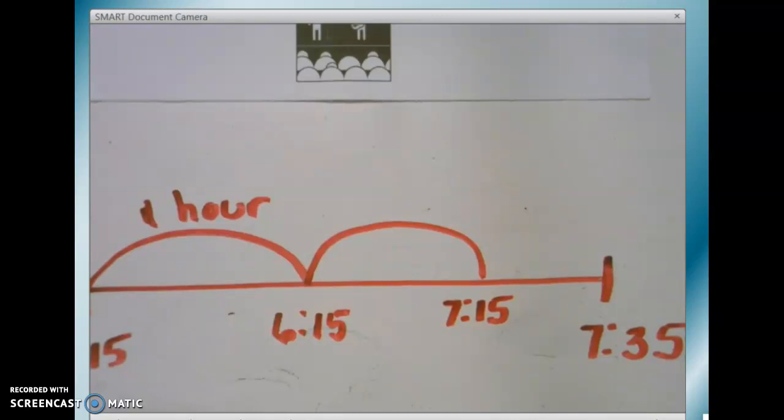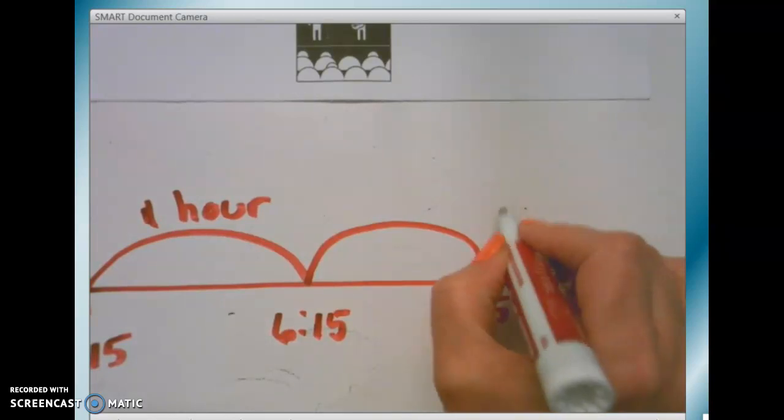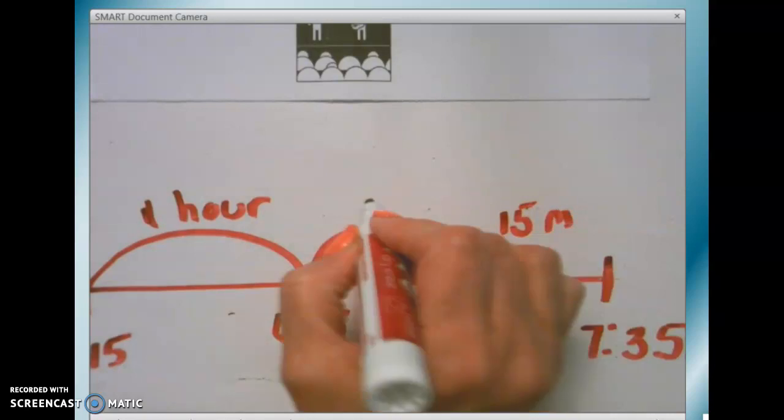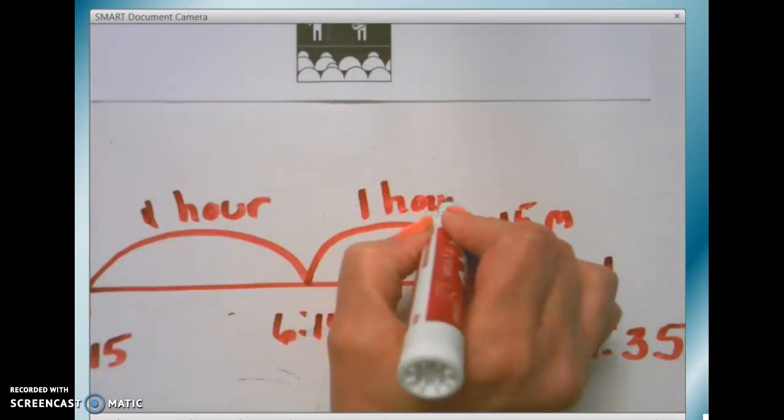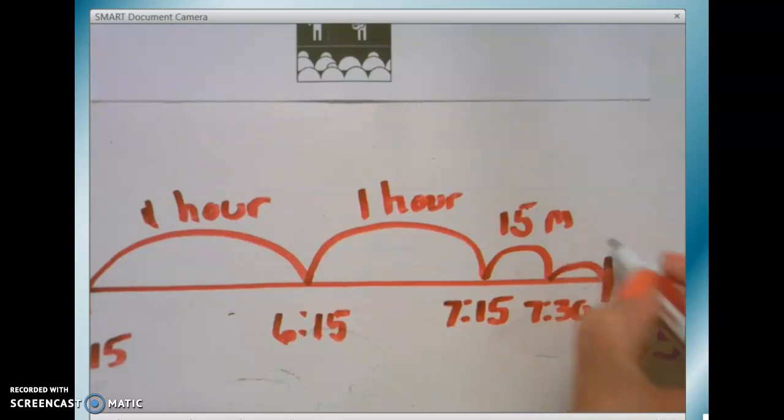We're going to go to our next unit of time. We're going to look at minutes. How many minutes is it from 7:15 to 7:35? How many of you are counting on your fingers right now? 7:15, 7:20, 7:25, 7:30, 7:35. How many of you did that? Okay. How many of you added 15 minutes onto 7:15? Because you knew that would give you 7:30. Now I just need to add 5 more minutes.